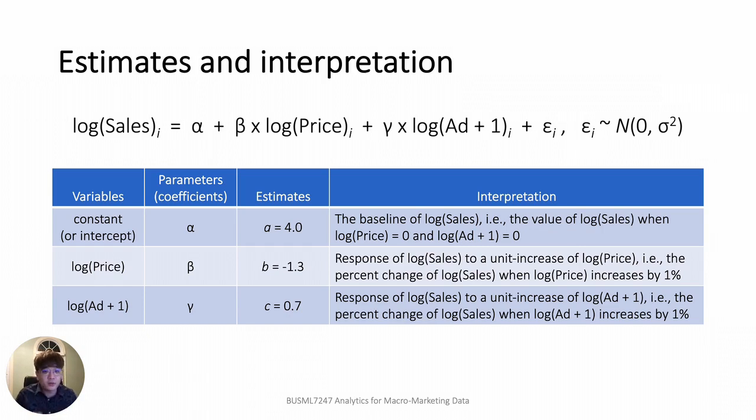Then, interpretation of the estimate of each coefficient is as follows. For the constant, the estimate is the baseline value of the dependent variable if all independent variables are 0. For each independent variable, the estimate is the response of the dependent variable to a unit increase of the independent variable. Here, we have a logarithmic model, so this response is identical to the elasticity. That is, the percent change of the dependent variable in response to a 1% increase in the independent variable.